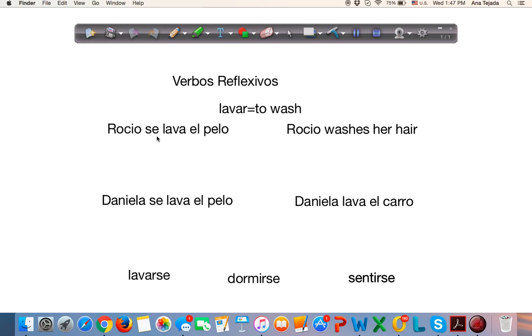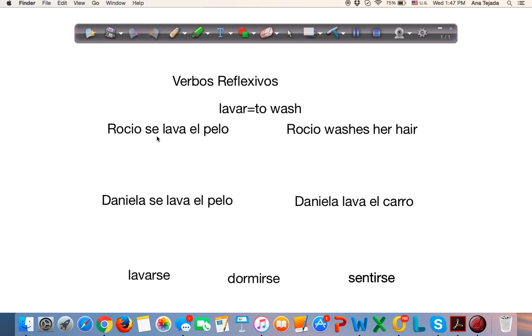Rocío washes her hair. Why is it reflexive? It's because the hair, el pelo, is part of Rocío. So since it's part of Rocío, she is washing it to or for herself, right? This makes it reflexive. However, there are verbs like lavar that can be both reflexive and non-reflexive. It depends on how we use the verbs.